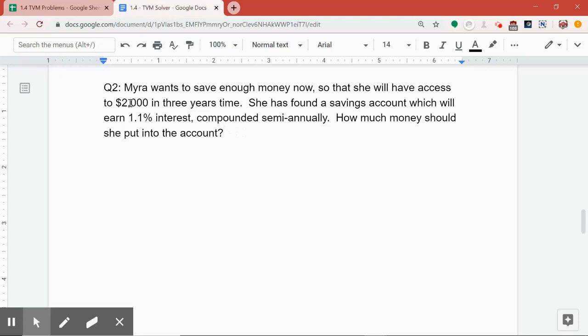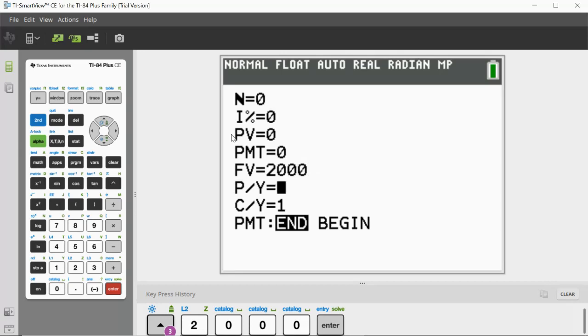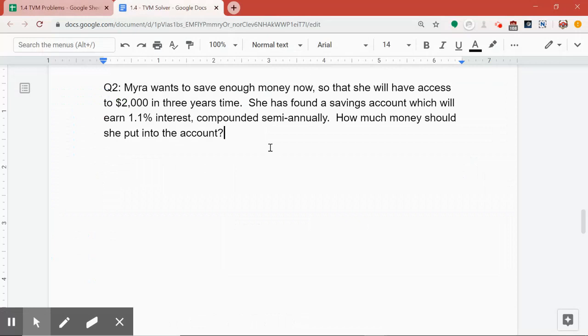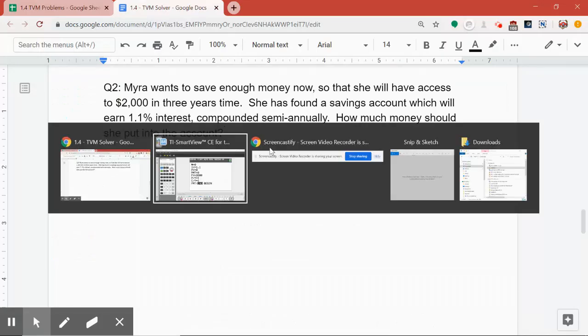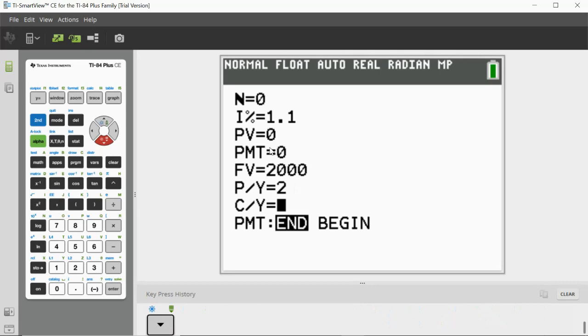So Myra wants to have $2,000 in the future, so our future value is $2,000. This is a positive because that's how much we're going to receive from the investment in 3 years' time. The savings account earns 1.1% interest, so interest 1.1. Compounded semi-annually. Semi-annually is 2 times per year, so we're going to set P over Y and C over Y to 2.